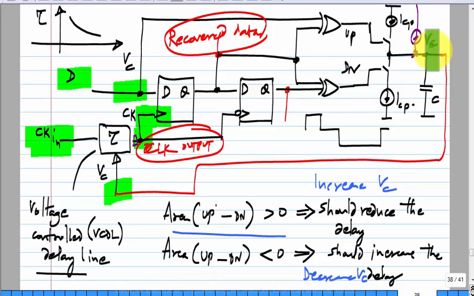Anything else? Any other questions about the linear phase detector? Do you foresee any practical problems with this at very high speeds with the phase detector? No. I'm asking if this phase detector will have any problem at high frequencies. Do you foresee any issues? I've been drawing ideal waveforms all the time, right? And it's not ideal.